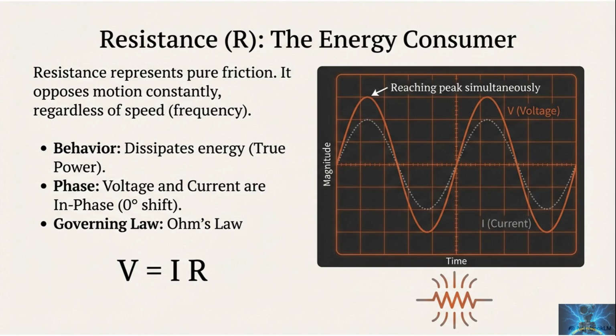Resistance, the energy consumer. Resistance is the simplest case. Voltage and current rise and fall together at the same time. Nothing is stored. Energy is continuously dissipated as heat. That's why resistors and heaters feel so predictable in AC. No phase shift, just real power being consumed.